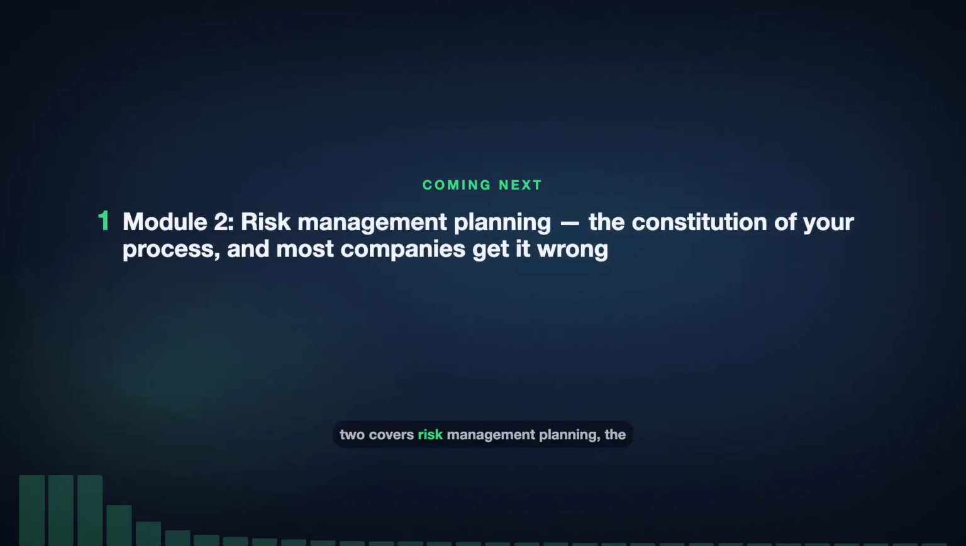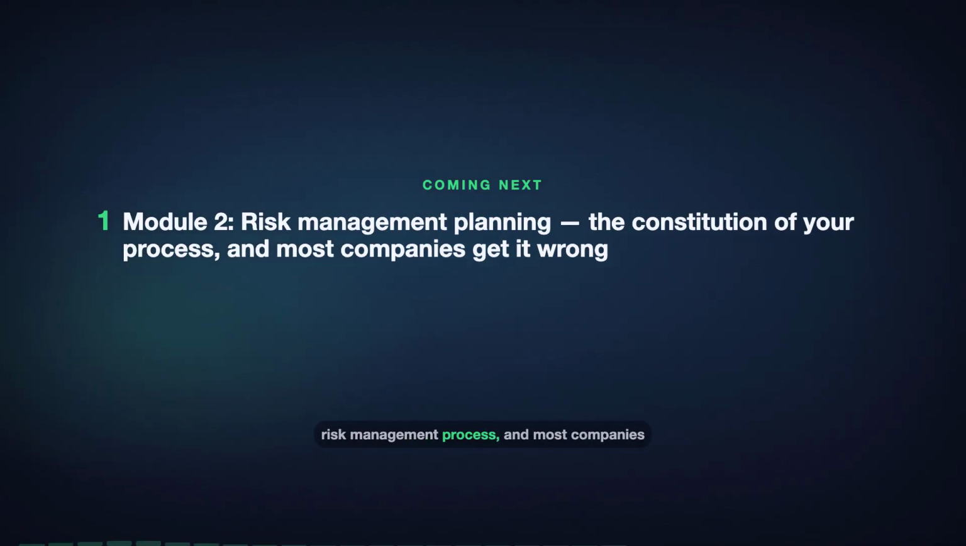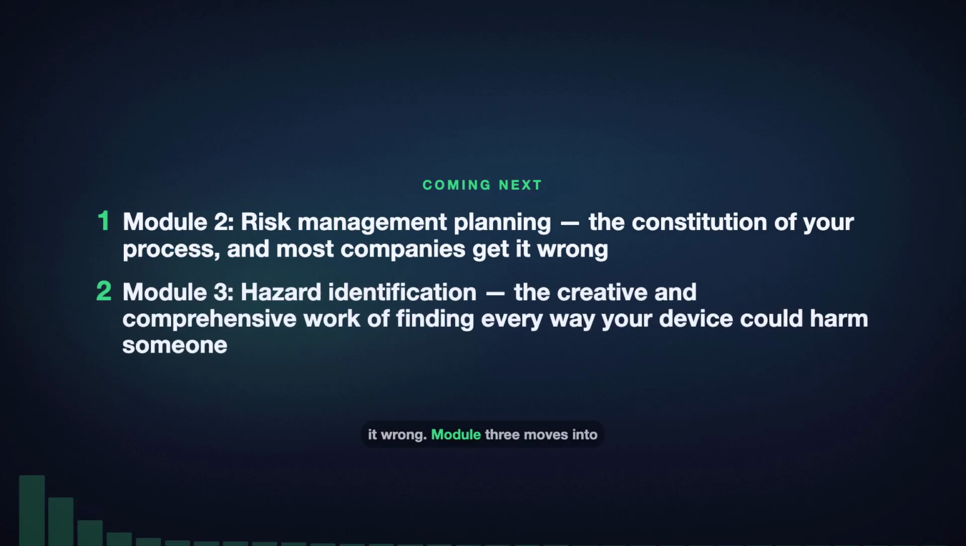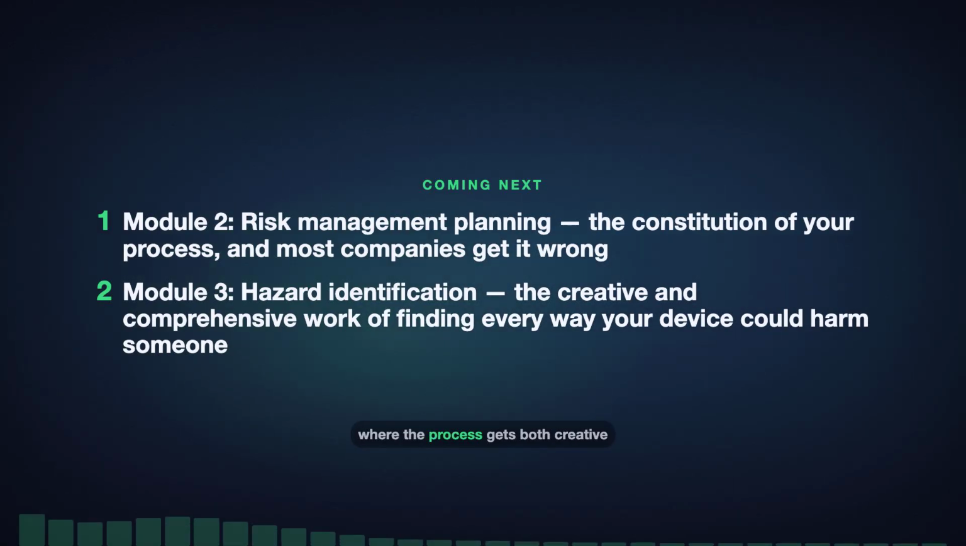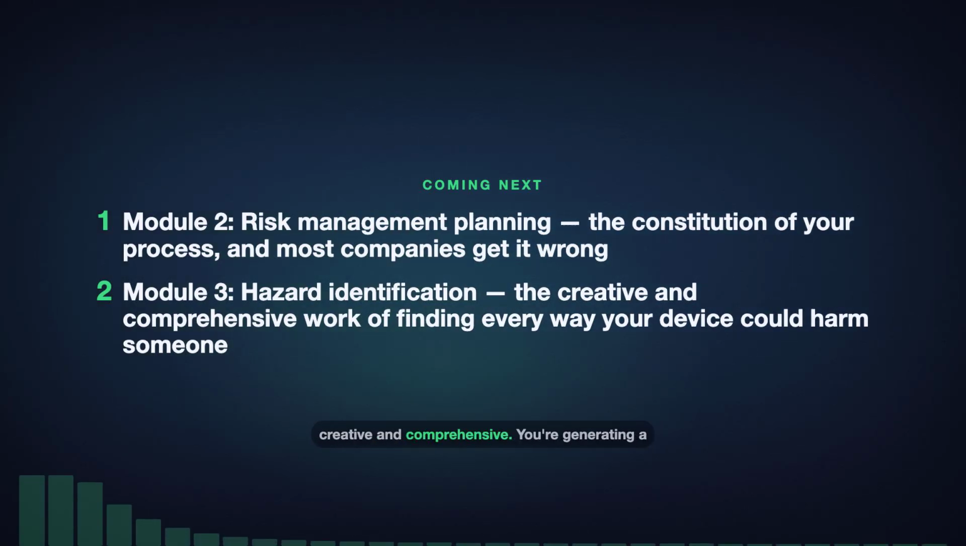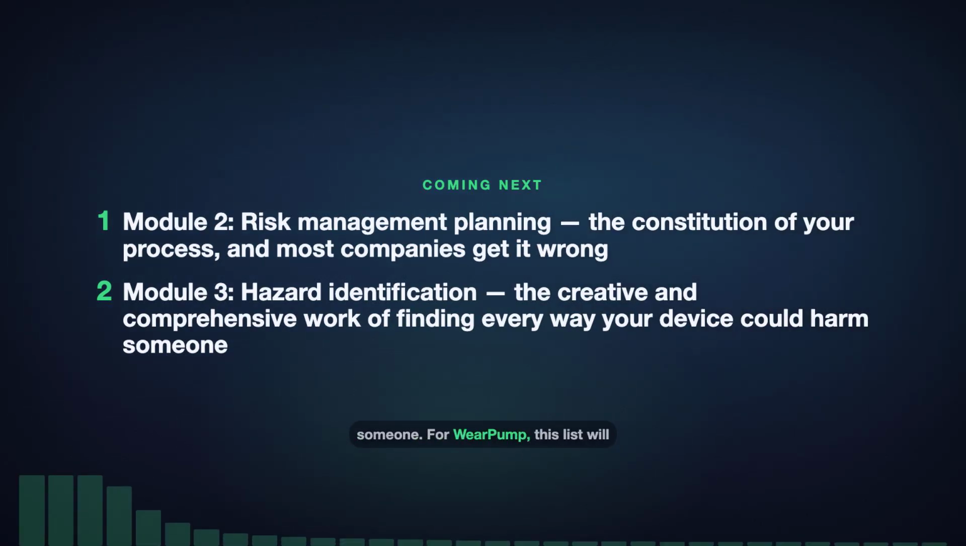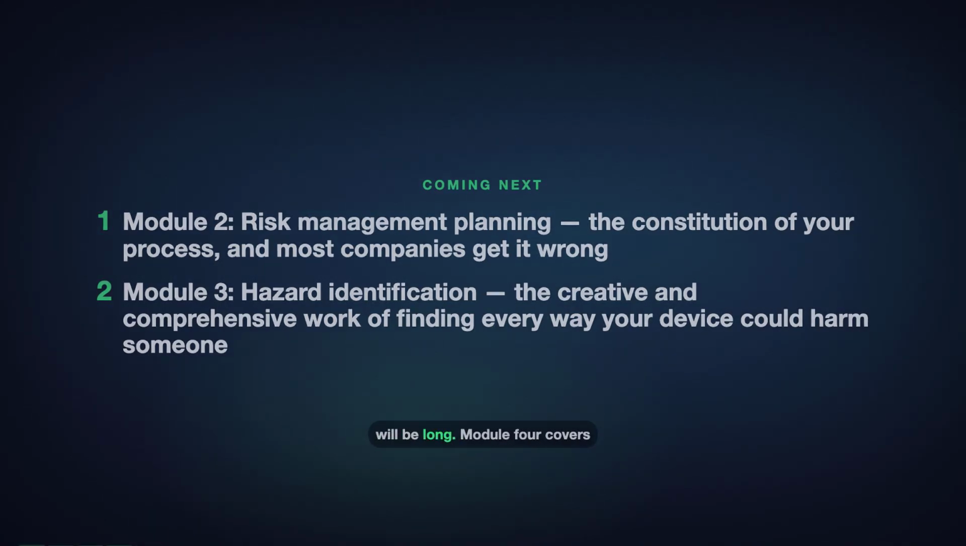Module 2 covers risk management planning, the constitution of your risk management process, and most companies struggle with this in the beginning. Module 3 moves into hazard identification. This is where the process gets both creative and comprehensive. You're generating a list of every way your device could harm someone. For WearPump, this list will be long.